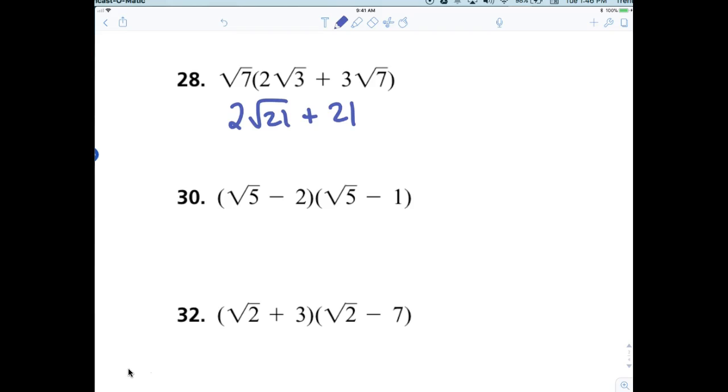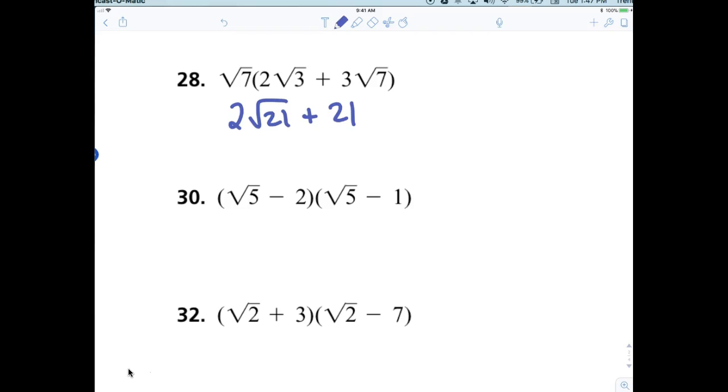Come on. You can easily figure this stuff out. 7 times 3, is that 21? No problem. What is the square root of 7 times the square root of 7? You're distributing. You do distribute it properly.